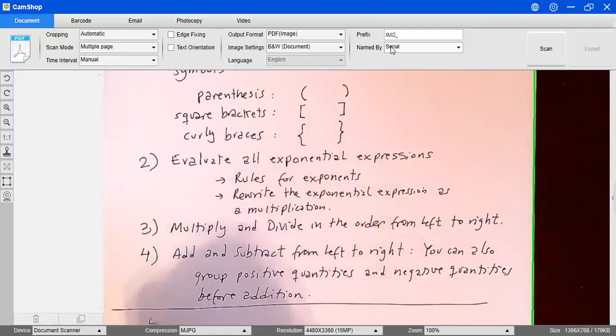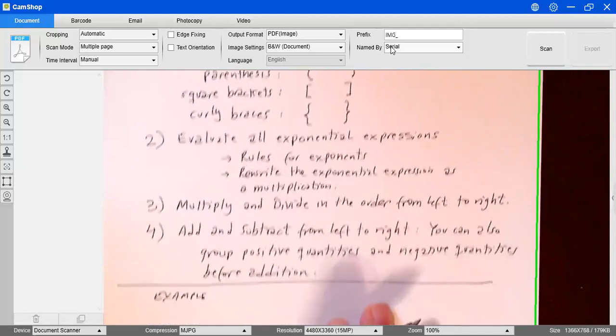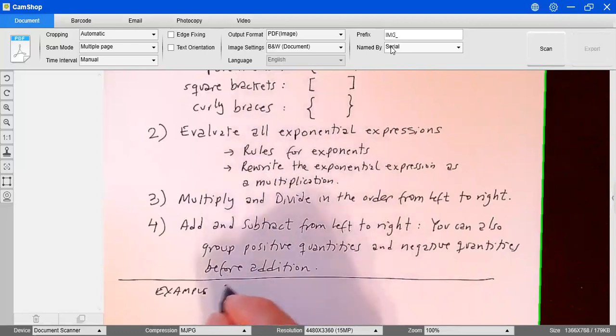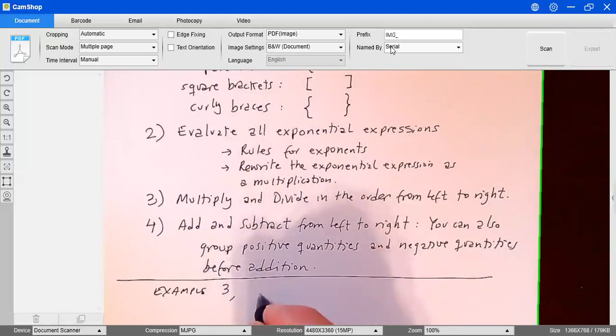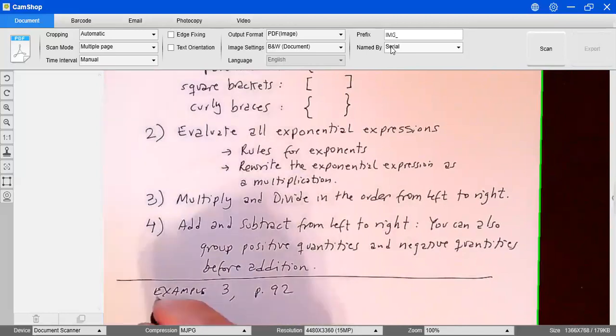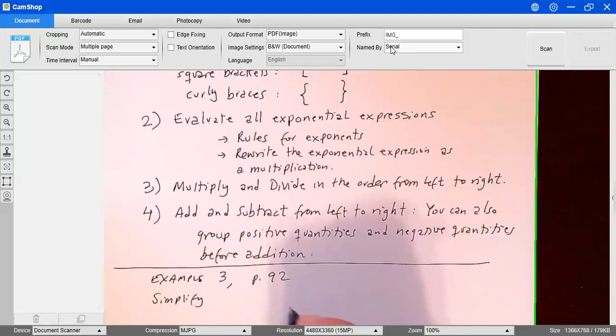So we're going to work some examples, and we almost finished this section, and with that we're going to finish the chapter and the lecture. So we have example 3 on page 92. So this is just about simplifying. So we're going to simplify 18 plus 2 times 3 minus 10.